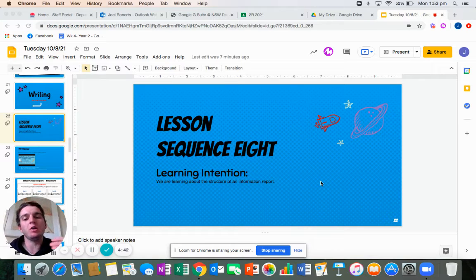So today our learning intention is that we are learning about the structure of an information report. Okay, the structure of an information report. And we're looking at this because structure is really important to make sure that our informative texts achieve their purpose. The text structure helps us to achieve the purpose of informing someone. And we're going to have a look at how.